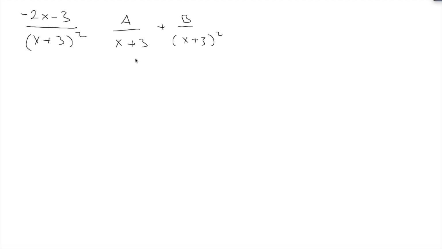Okay, so this is one where you really could do either method 1 or method 2. So I set up the side of the fraction, so I have a over x plus 3 and b over x plus 3 squared.